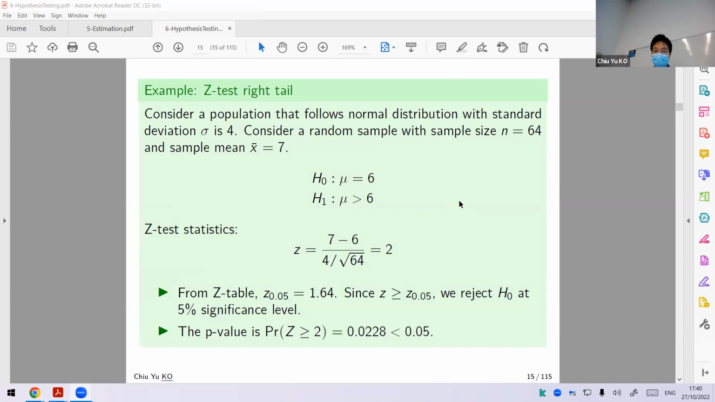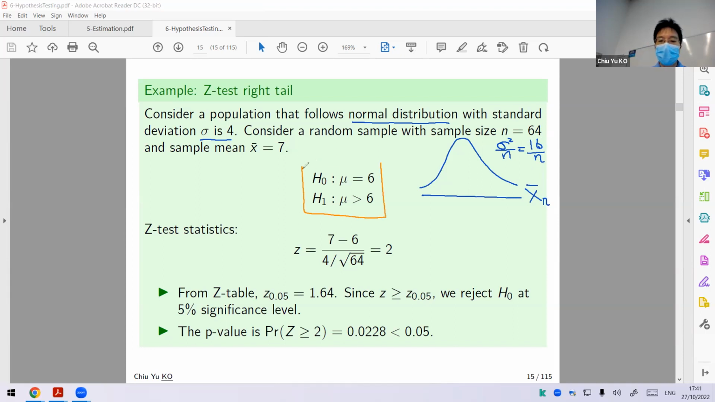Okay, what we do. So consider we have a population that follows a normal distribution with standard deviation 4. So basically this is a bell. And I know, depending on the sample size, sigma squared over n will be 16 over n. Now I have n is 64, and the sample mean is 7. This is given from the question. I want to check whether it is 6 or more than 6.